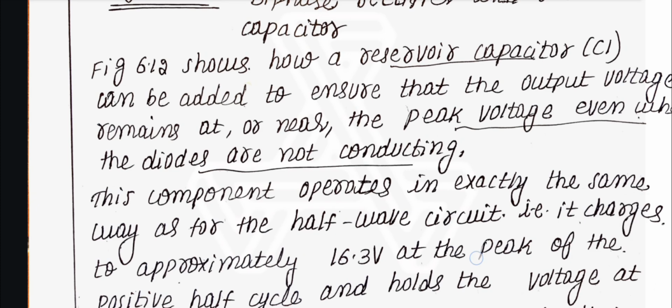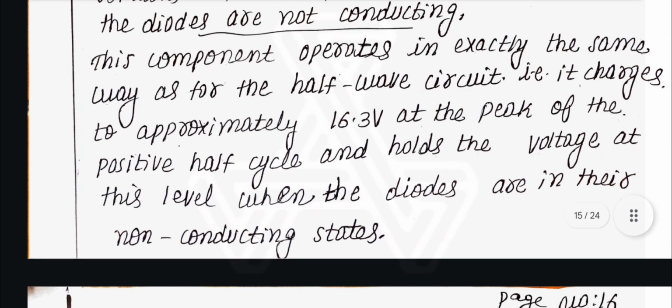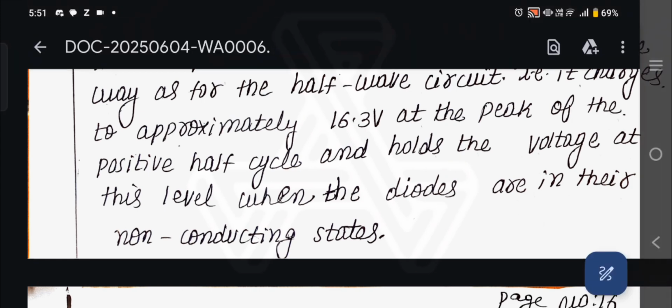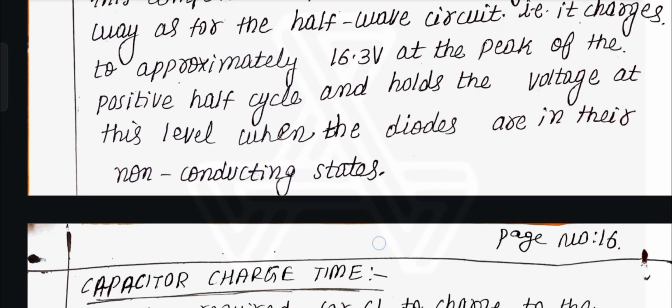Figure 6.1 shows the biphase rectifier. Reservoir capacitor C1 can be added to ensure that the output voltage remains at or near the peak voltage, even when the diodes are not conducting. This component operates in exactly the same way as in the half-wave circuit. That is, it charges to approximately 16.3 volts at the peak of the positive half cycle and holds the voltage at this level when the diodes are in their non-conducting states.